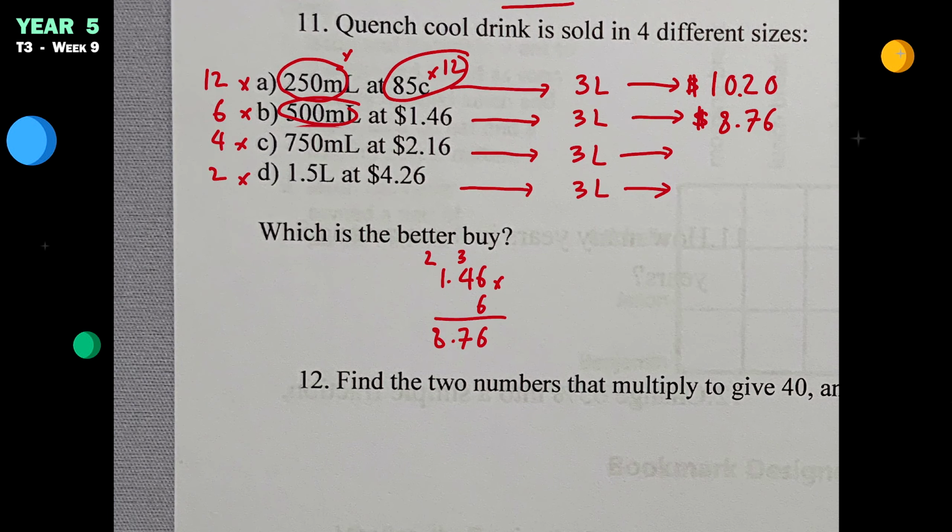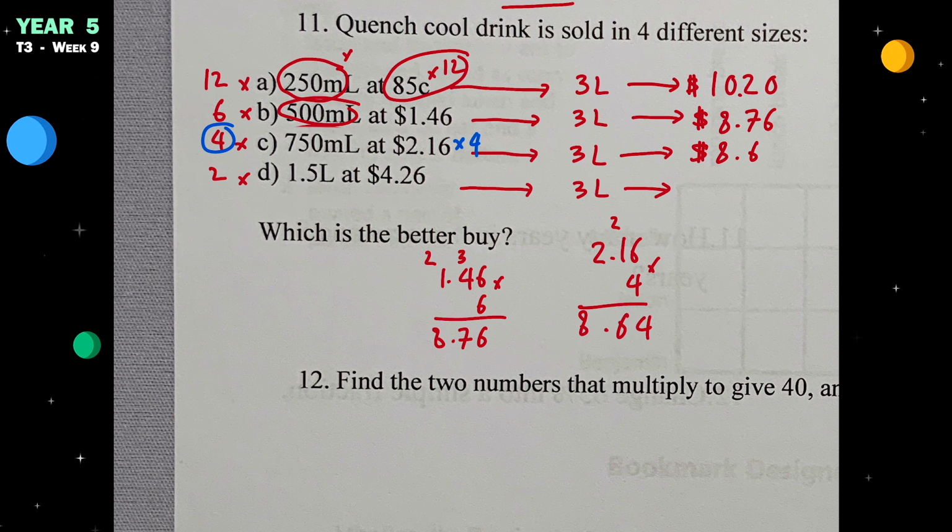Next one, we're multiplying by 4, so we got to times the price by 4 as well. Okay. So you got $2.16 times 4. 4 times 6 is 24. 4 times 1 is 4 plus 2 is 6. And 4 times 2 is 8. So this one is $8.64.